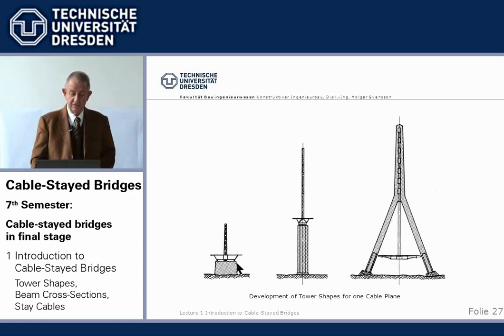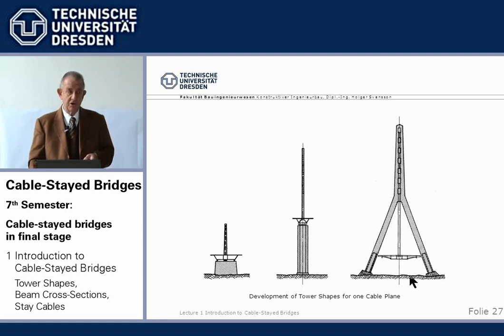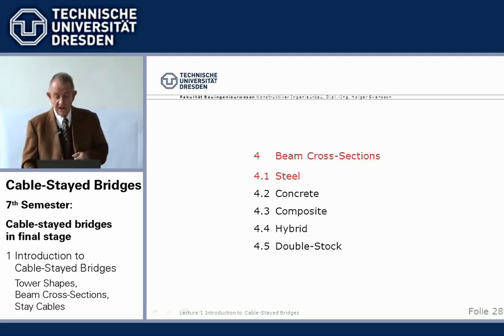Okay, again, for short spans, we have such a pylon on maybe heavy piers. If it becomes longer spans, this will be higher. And finally, we can do a combination, so we can support this center mast, to which we anchor the one central cable plane, on top of an A-tower. These are typical systems. Now, what beam cross-sections do we use for cable-stayed bridges?